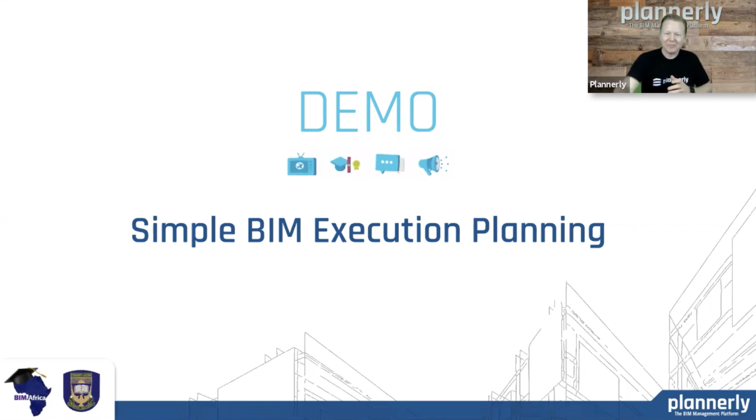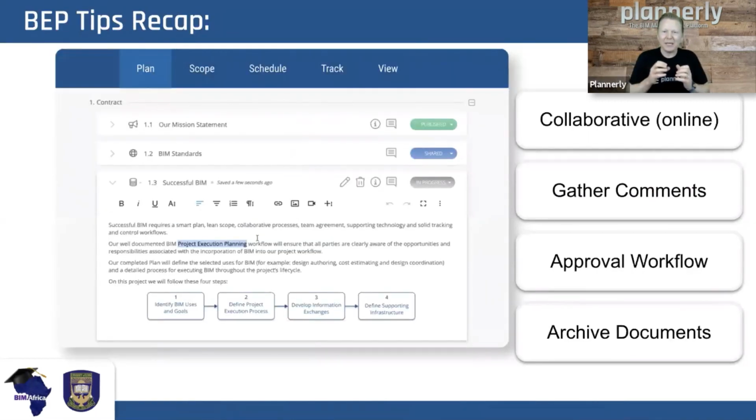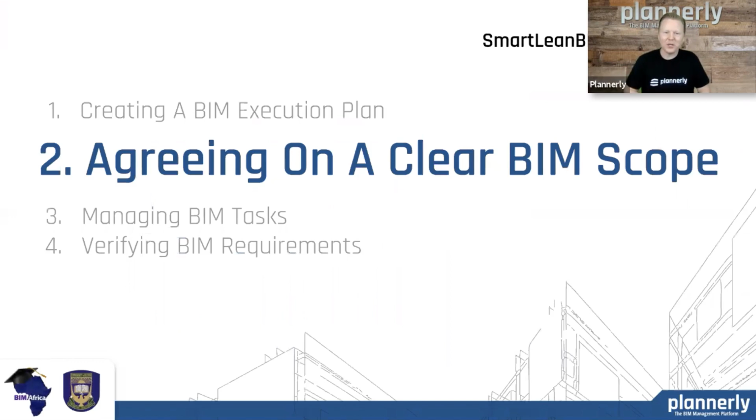Incredibly important because we need to be able to collaborate with teams online. We need to be able to gather everyone's comments as we go through building this collaborative plan. And we need an approval process so that we can gather the approved pieces and put them into a contract that can be archived as we go through the project. So that's the first one: how can we create a BIM execution plan very, very quickly, very collaboratively, and very, very beautifully, I would say, as well.